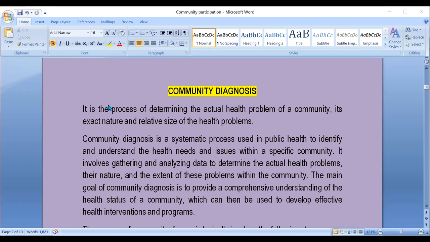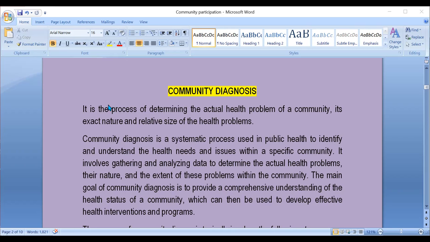What type of problem do these people have? How big is it? Is it too common? Is it a situation that has not occurred before? Is it a life-threatening one? So this is what the diagnosis tries to look at.